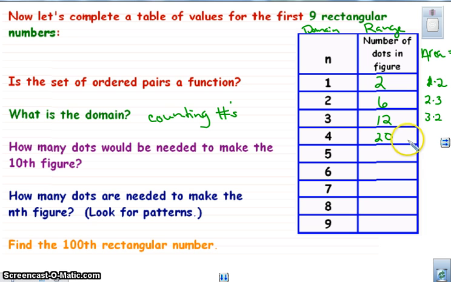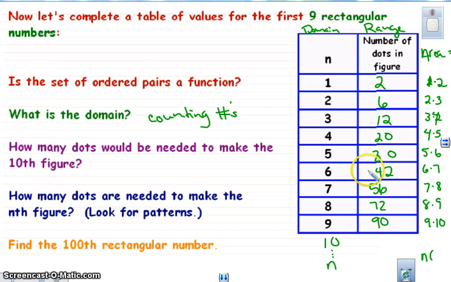Because we took 4 times, it's my fault here. This one should have been 3 times 4. And then we had 4 times 5. The next one is 5 times 6, which gives us 30. Please fill in the rest of the numbers. Pause the video for a minute and fill those in.